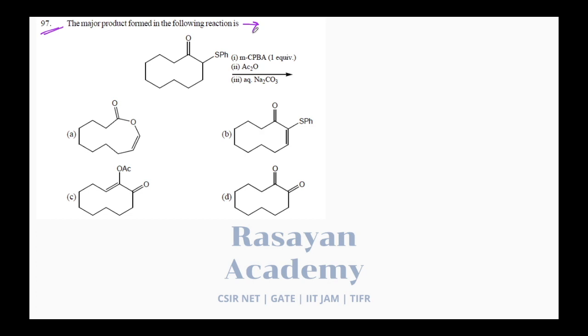You have an alpha-thio carbonyl compound, basically. This is a rearrangement reaction, guys. As far as you can recall, this is a Pummerer rearrangement reaction. Alright, it is a Pummerer rearrangement reaction.